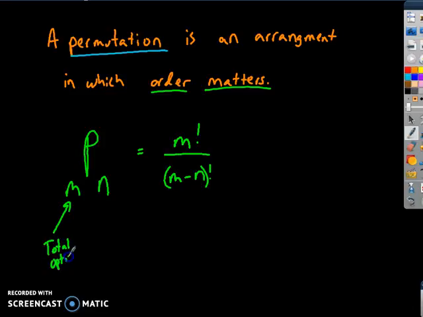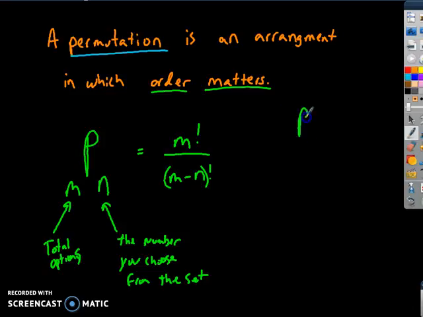and N is the number you want, the number you're choosing from the set. So you've got the total number of options, and then the number you want to choose out of the set. Think about the last question. It's a permutation, and we had 10 total options and we wanted to choose 3. So it's the permutation of 10 choose 3.